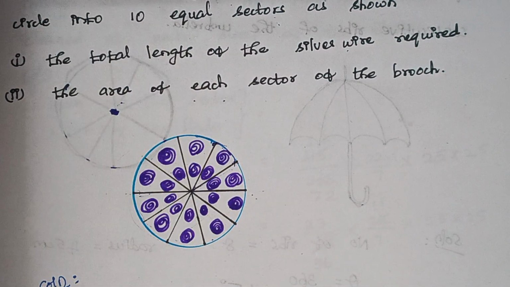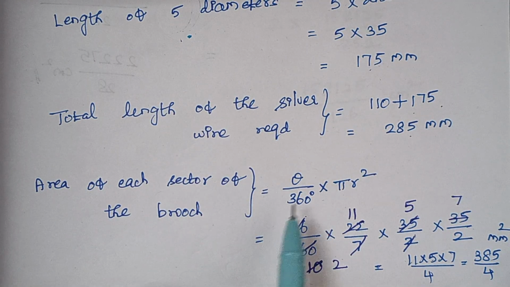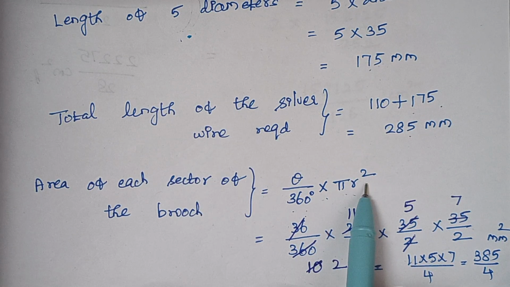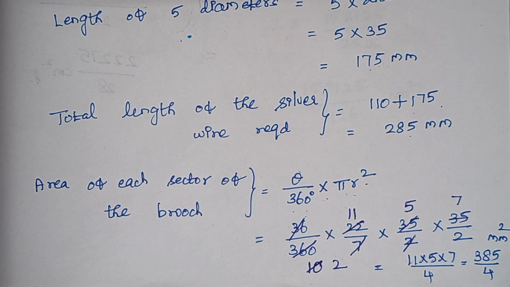Here we have the direct formula. What is the formula? The formula is theta by 360 degrees into pi r squared. How to find theta here? You see again.